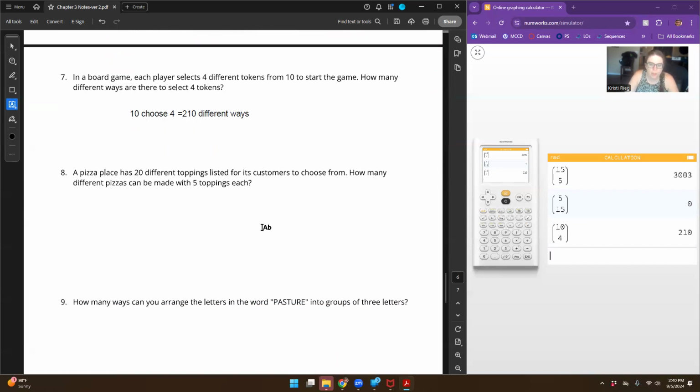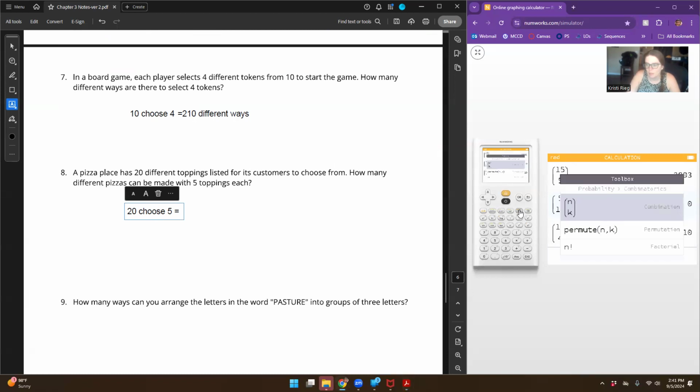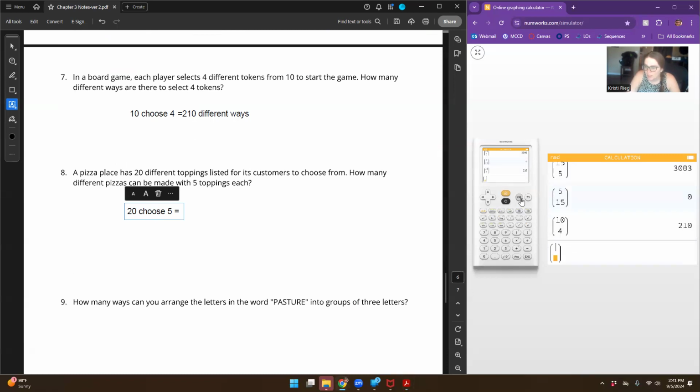Okay, here we have 20 different toppings. So there's 20 total, and we want to make pieces that can each be made with 5 toppings. So there's 20 total, and we want to choose 5. How many do we get? Maybe I just made a lot of these examples because I like this stuff. 20 down, don't hit enter, hit down. 20, choose 5.